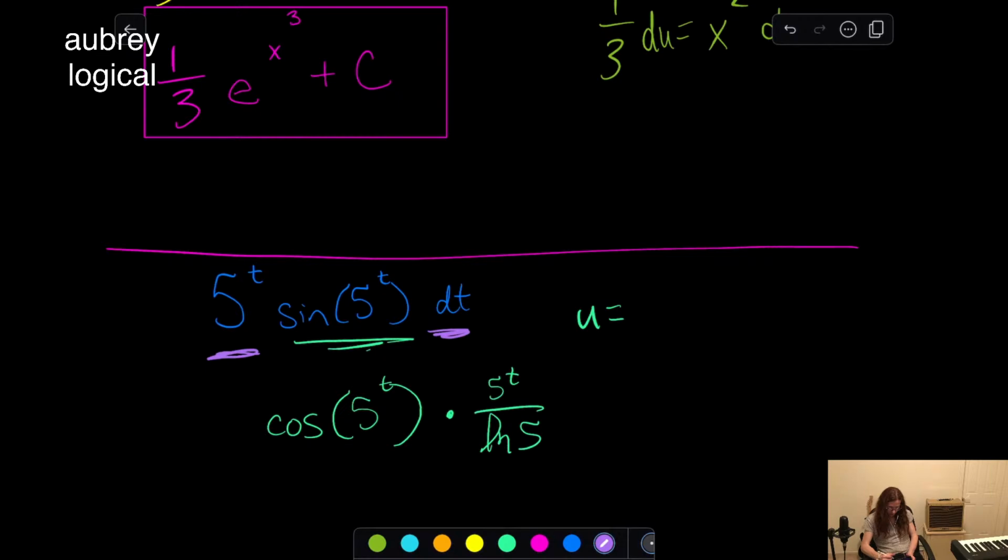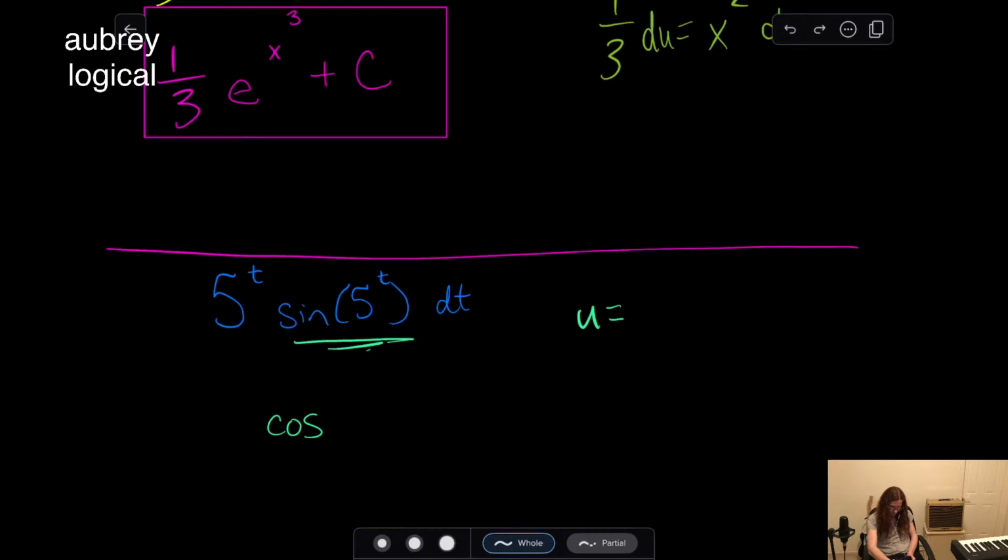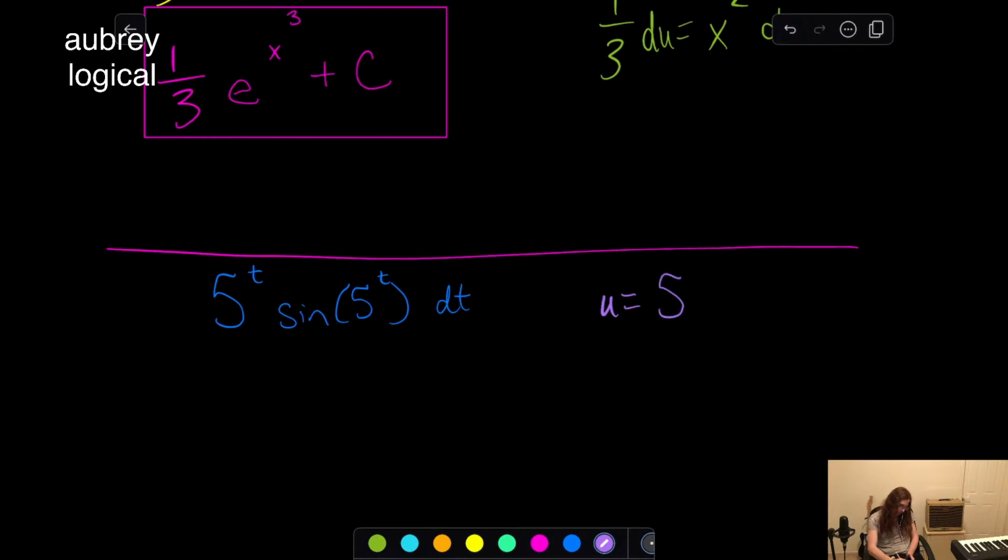So, essentially, we don't want to do any of this. Let's just go ahead and make u equal to 5 to the t. I don't know. Guess so. Yeah, that's the answer. Let's see here. Okay, so 5 to the t.